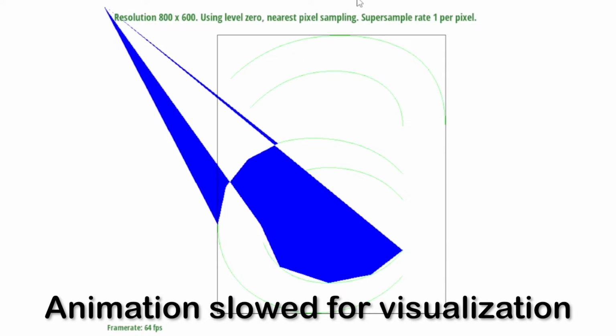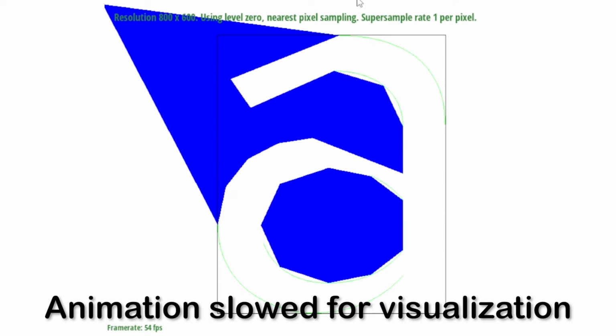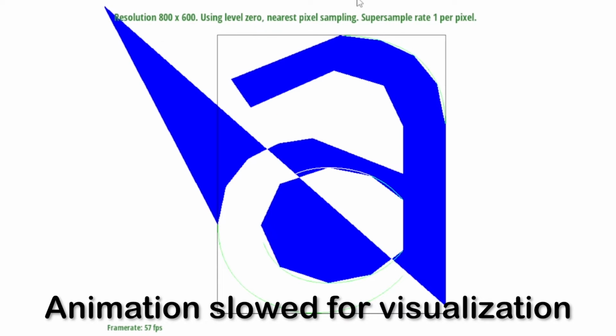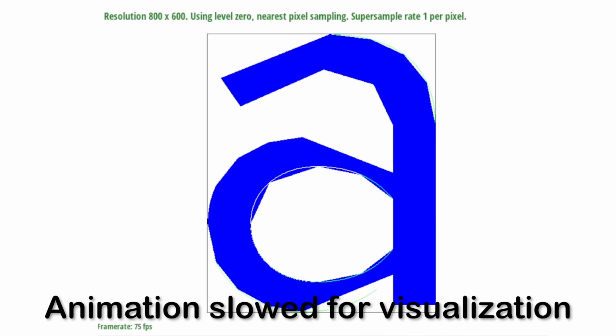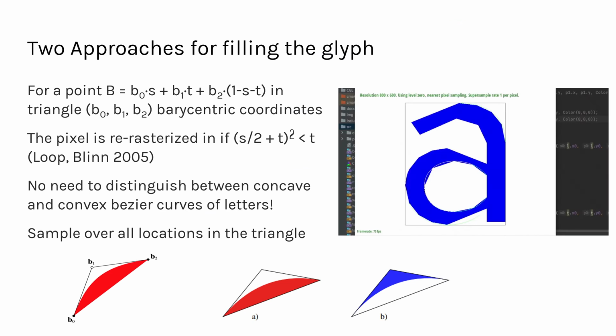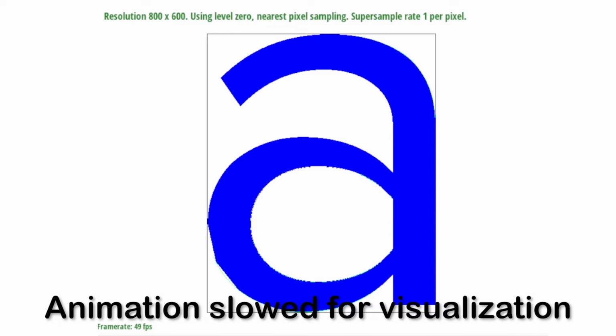The second, which we called the winding loop blend method, uses a winding number which inverts the color fill for all the triangles formed by the Bezier points in a pre-chosen point. We can then use an inequality of barycentric coordinate parameters, s over 2 plus t squared is less than t, to fill in the remaining parts of the curve.